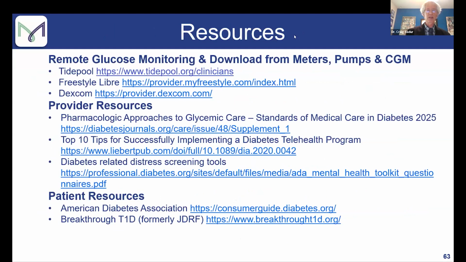Here are the resources. Dr. Reddy talked about Tidepool and Freestyle Libre and Dexcom. If you want to look at the American Diabetes Guidelines, here they are. Here's telehealth program successful tips. Dr. Reddy talked about the distress screening tools. These are some things that'll be helpful.